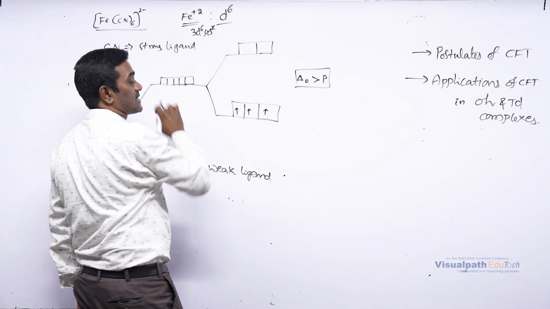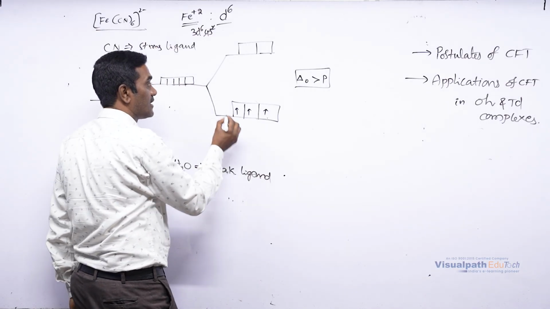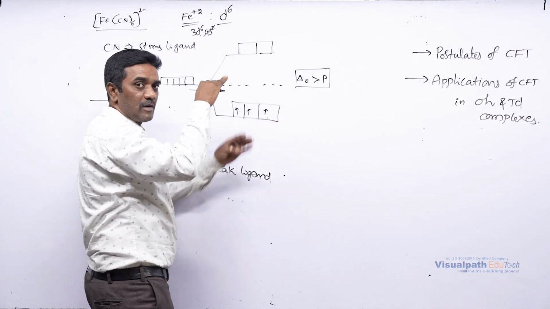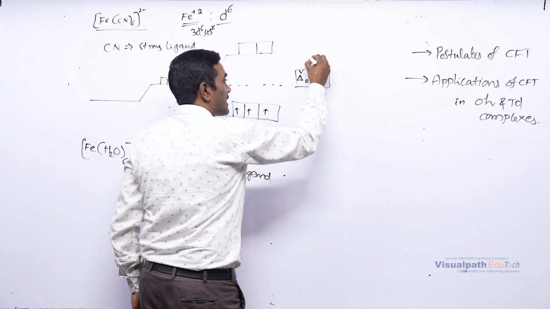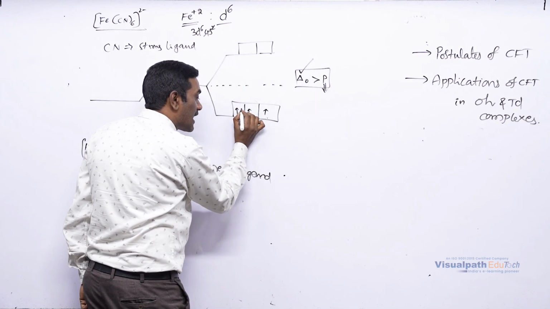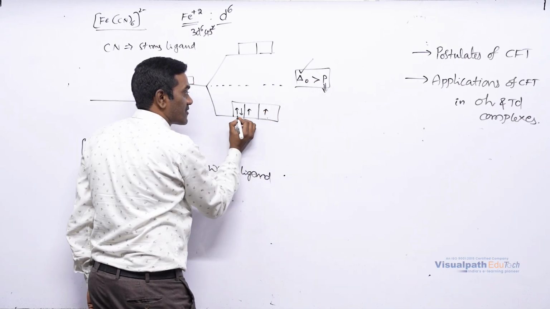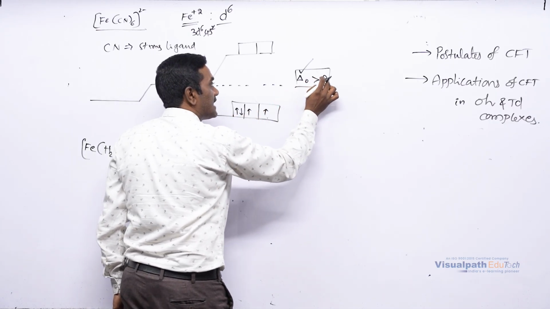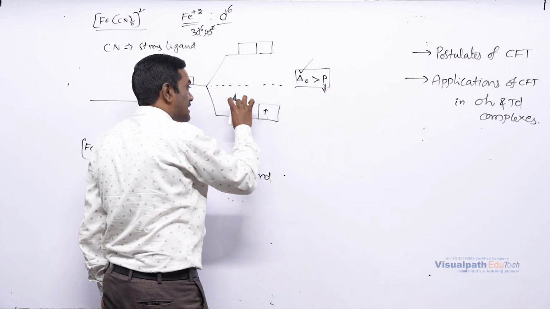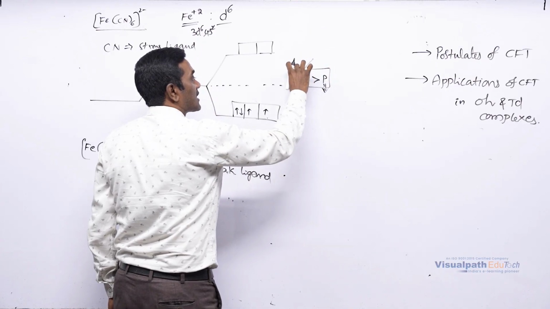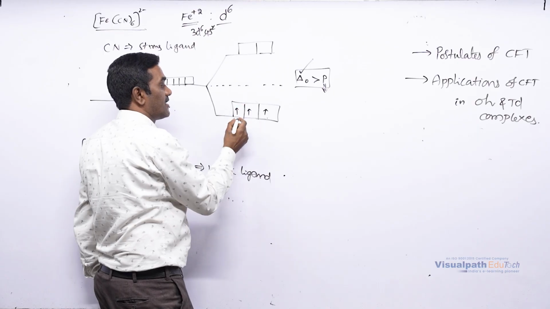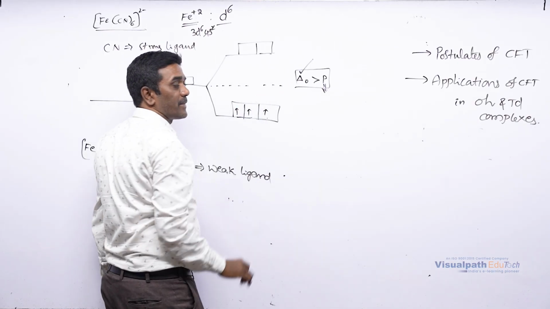That depends upon the strength of the ligand. For example, as this ligand is a strong ligand, the distance between them will become more. That means delta naught will become more compared to pairing energy. What is pairing? The energy required to pair the electron. For example, if I am adding an electron here, that is the pairing energy. So if I am adding an electron here, that is pairing energy. That is less than this delta naught. Delta naught is more than pairing energy.